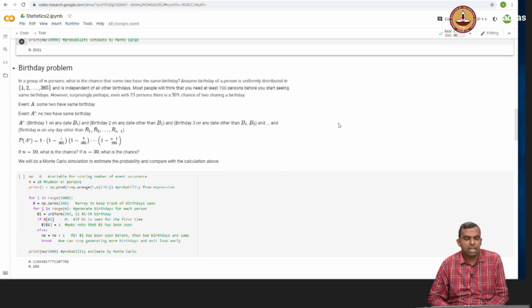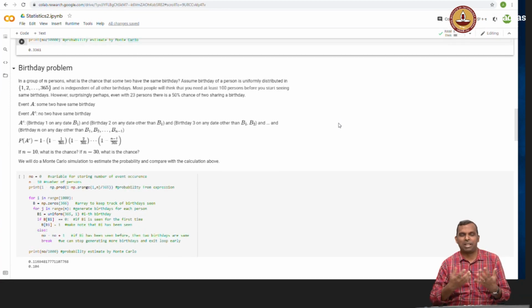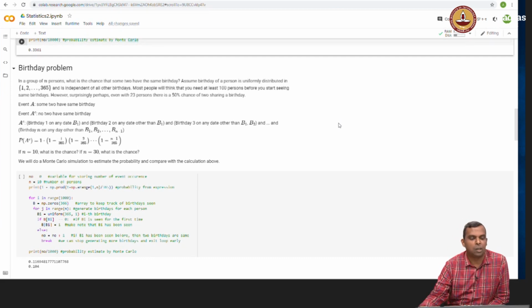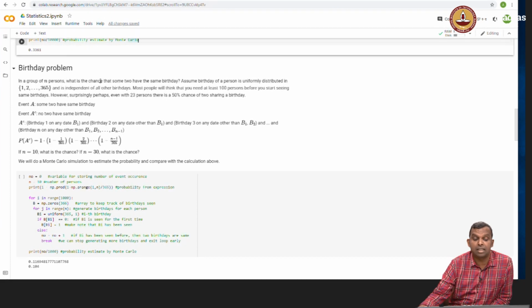Okay. So the birthday problem is a very interesting problem. Most people give a wrong answer to this question. And as it turns out, it's very surprising that the answer is a very nice, simple answer. Okay, so let's just see what it is. Okay, so you have a group of n persons. The birthday problem basically asks what is the chance that some 2 have the same birthday.